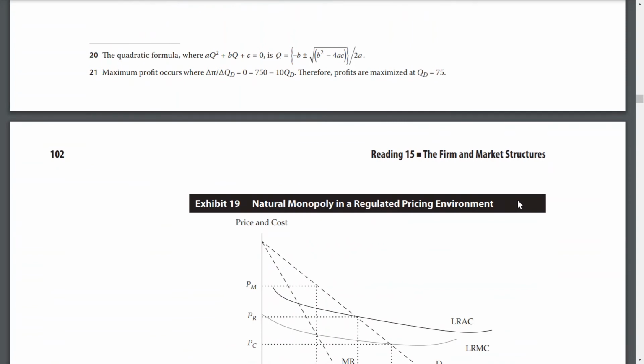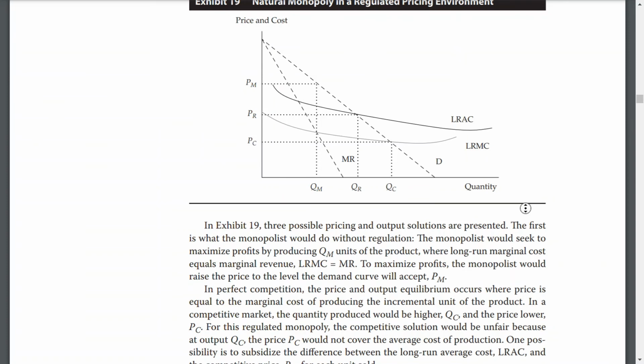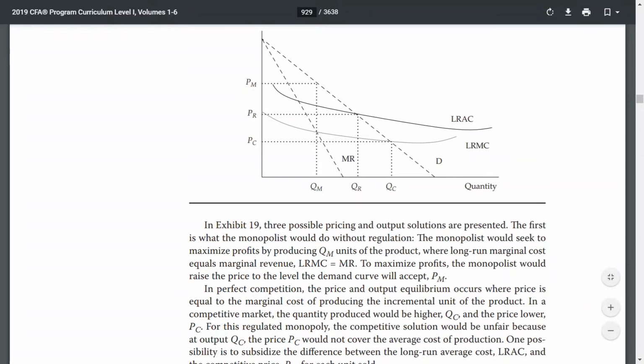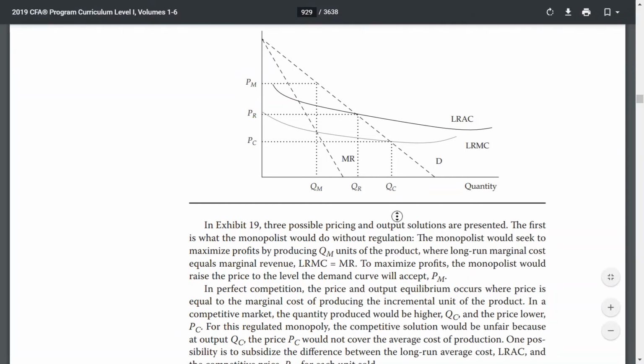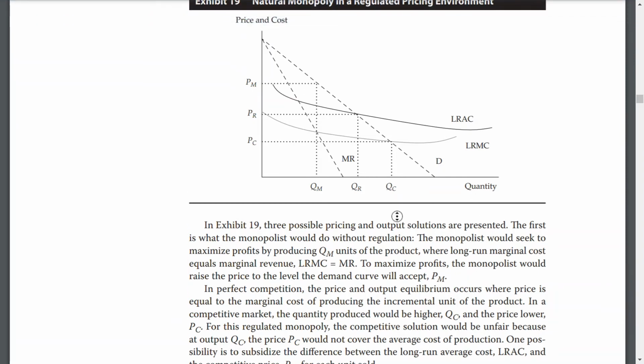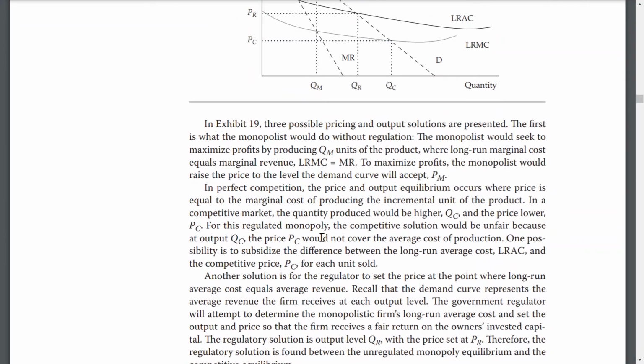Natural monopolies in a regulated price environment. Exhibit 19 shows three possible pricing and output situations. The first is where the monopolist operates without regulation. The monopolist will seek to maximize profit by producing QM units of product, where long-run marginal cost equals marginal revenue, LRMC equals MR. The monopolist will raise the price to the level the demand curve will accept, PM.